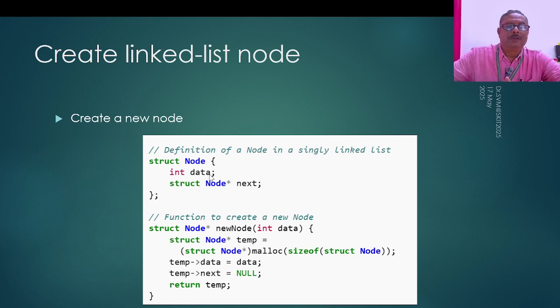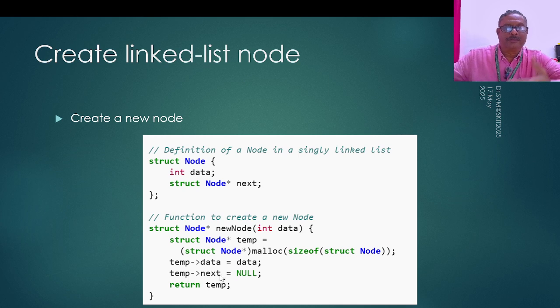So what is a node? Structure node contains two elements. One is data, and one is a pointer to another node, that means the address where a node is situated, called next. Then the data component of the memory we have allocated is copied with the data we have supplied as a parameter to this function.